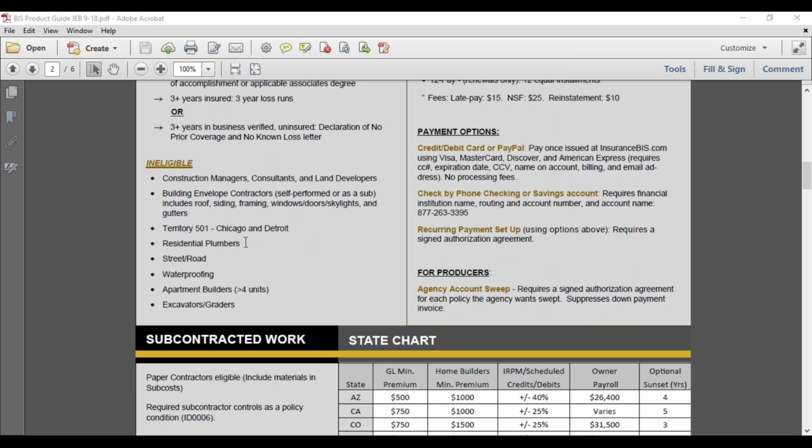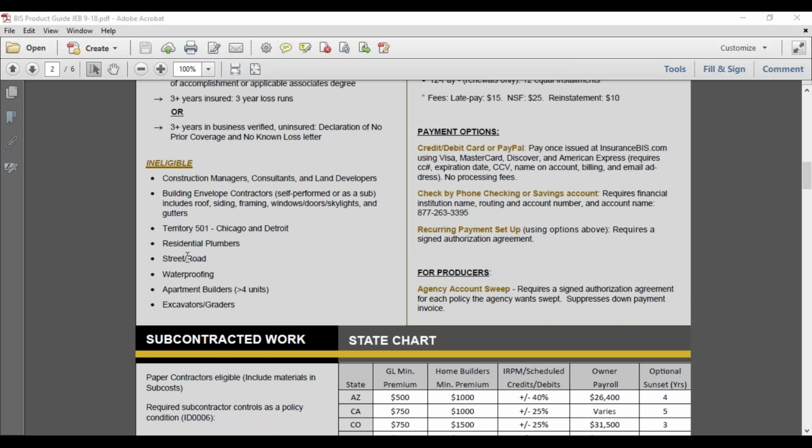We are not a market for residential plumbers. We are a market for commercial plumbers, but really don't see many commercial plumbers around. We do consider apartments to be residential. So really, we're not a market for plumbers.